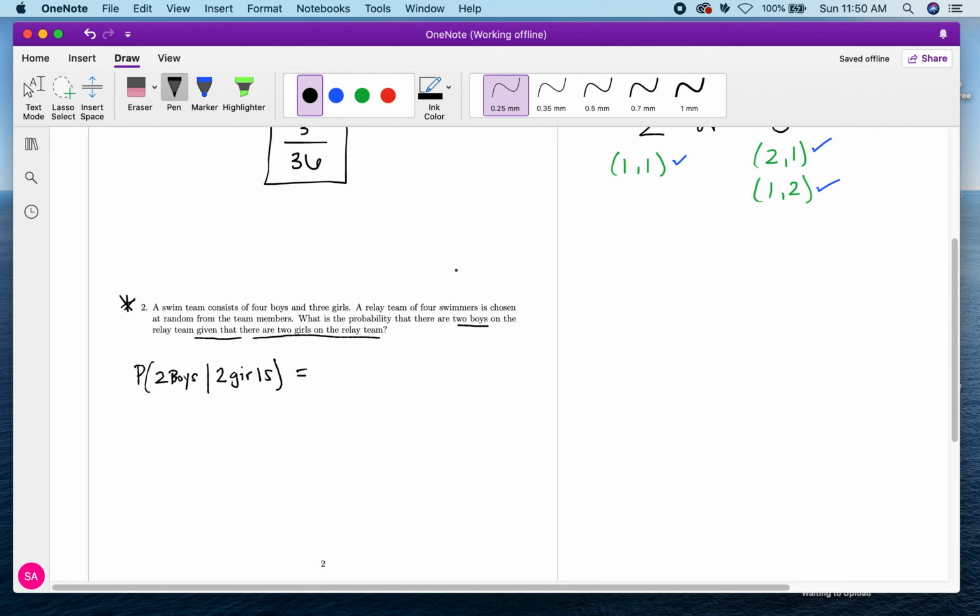Okay. So once again, basically we just need to think about this a little bit more as we determine our probability. Now, notice that we have this group of people and we're choosing people out of that group. That should sound familiar. This is either a permutation or a combination.